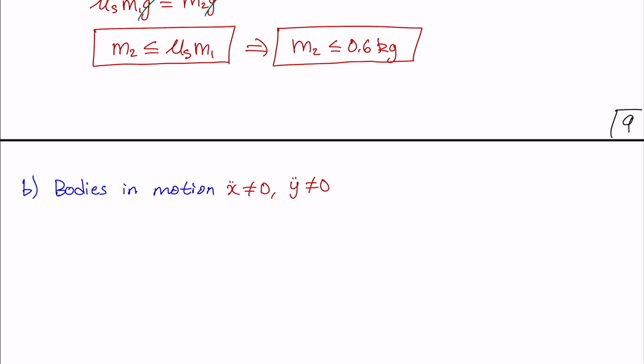All right, so we have m1 x double dot plus mu k, in this case because they're in motion, m1 g is equal to m2 times g minus y double dot. How many unknowns are in this equation? See 2. Everybody agree there are 2 unknowns? What are the unknowns? X double dot, y double dot.